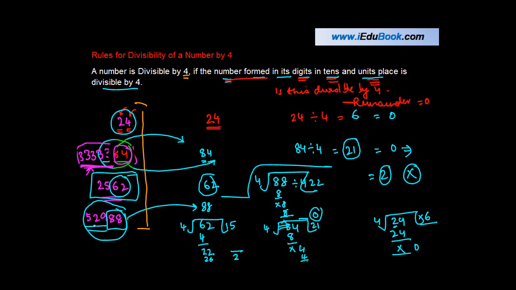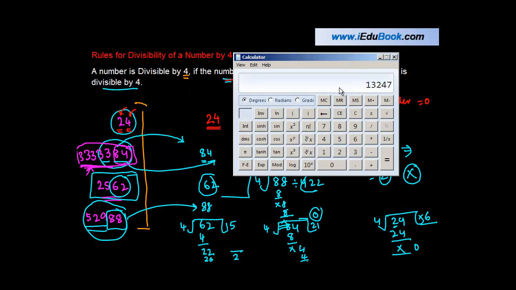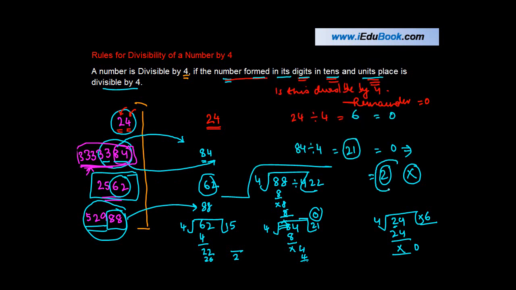I'll show this to you even through a calculator. So let's say 52988 divided by 4 is equal to 13247. Similarly, if I look at 2562 divided by 4, we get the answer in decimal, which means this number is not exactly divisible by 4. And that's the conclusion we reached over here as well. So this is a simple technique through which you can find out whether or not a number is divisible by 4.